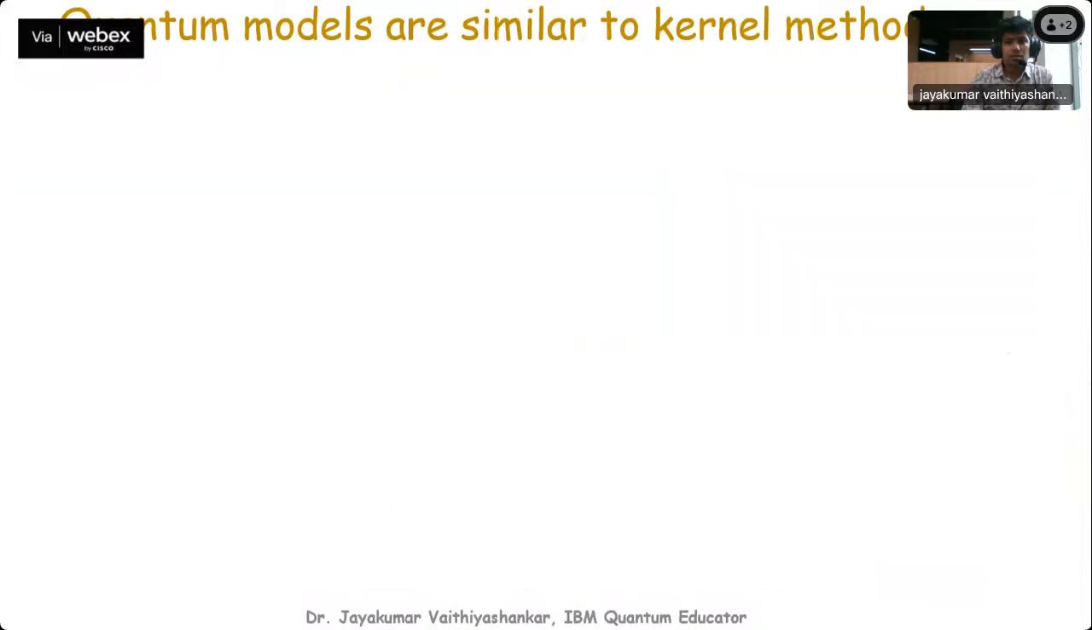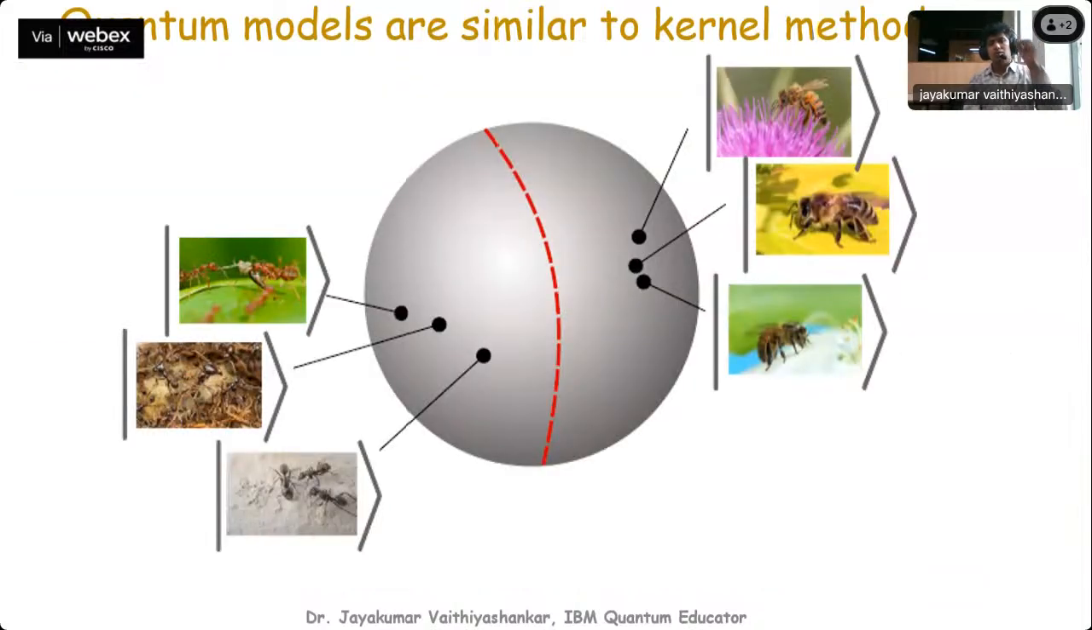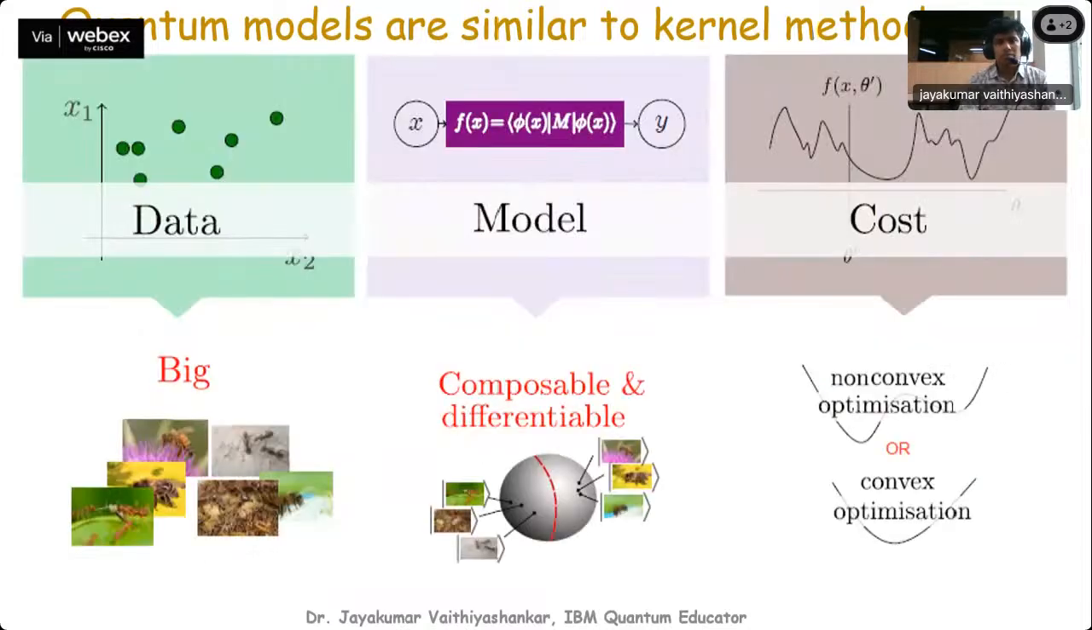I'll skip all these slides. Consider that your quantum models are similar to kernel methods. We already have some idea about kernel methods in classical machine learning, so you can compare these quantum models to kernel models. Depending upon the encoding, you are able to form the kernels. Again, with the same method, you can do either non-convex or convex optimization depending upon your problem.